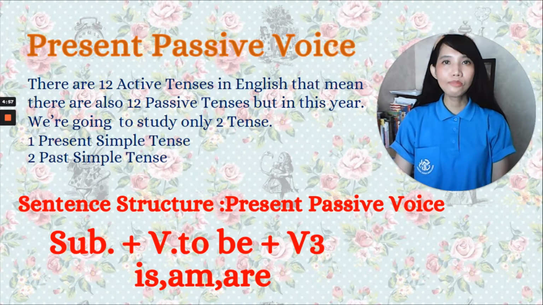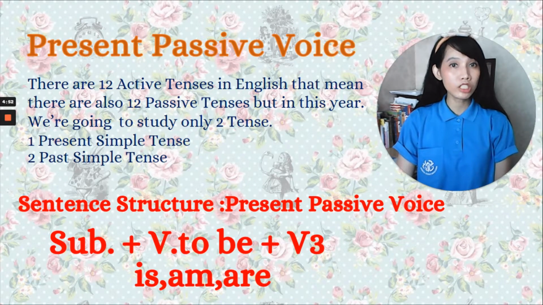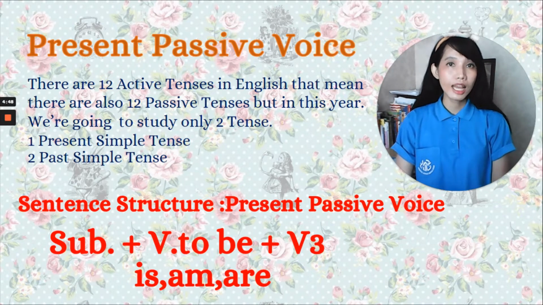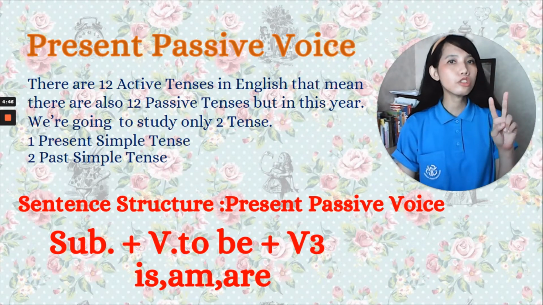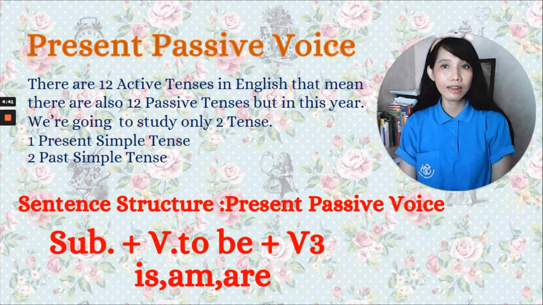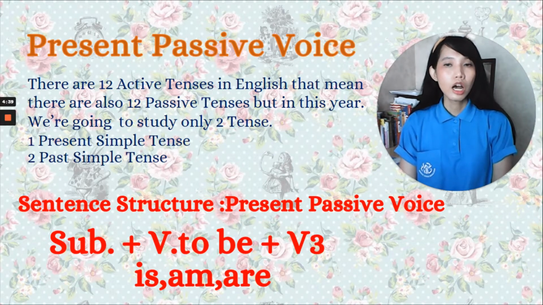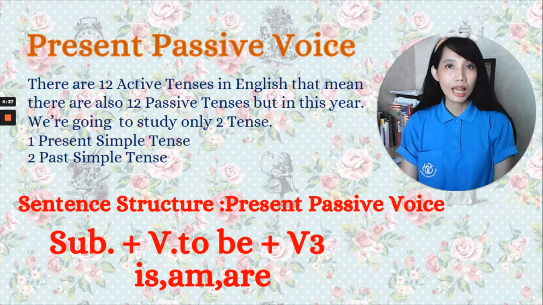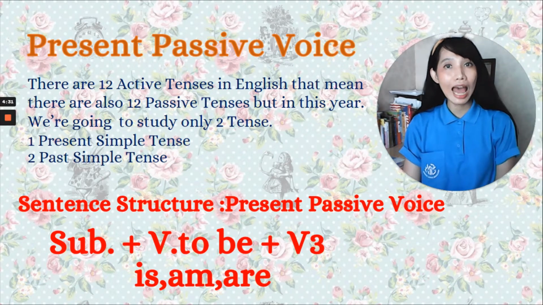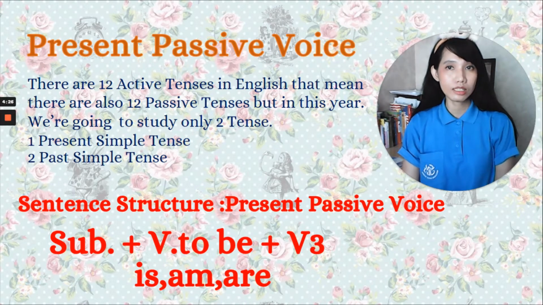Present passive voice. There are 12 active tenses in English. That means there are also 12 passive tenses. But this year we're going to study only 2 tenses: 1, present simple tense, and 2, past simple tense. For the structure, we use subject plus verb to be plus verb 3. For verb to be, we're going to use is, am, are because it is present passive voice.